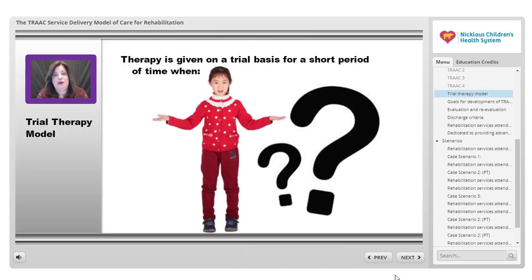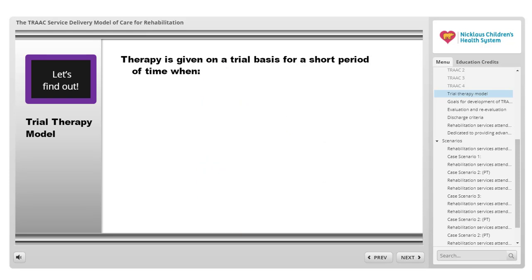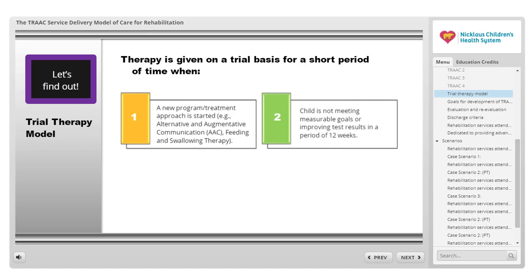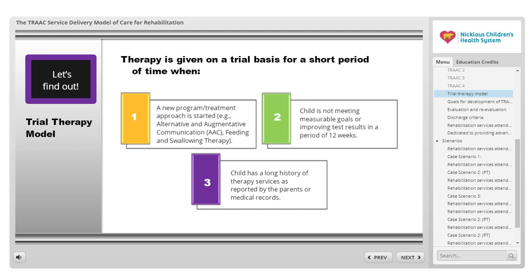What is the trial therapy model? A child may qualify for the trial therapy model when therapy is given on a trial basis for a short period of time when: 1. A new program or treatment approach is started, for example, alternative and augmentative communication or feeding and swallowing therapy. 2. The child is not meeting measurable goals or improving test results in a period of 12 weeks. 3. The child has a long history of therapy services as reported by the parents or medical records.